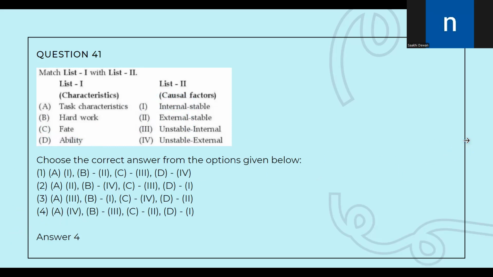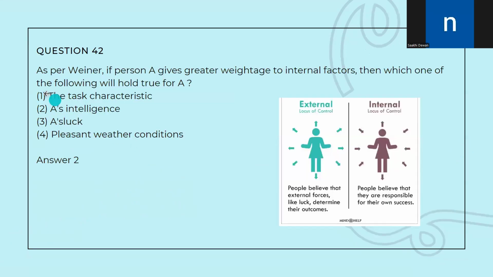With this, let us move on to the next question, question number 42. Question number 42 talks about, as per Weiner, if person A gives greater weightage to internal factors, then which one of the following will hold true for A? The task characteristics, A's intelligence, A's luck, or pleasant weather conditions. So we are seeing A gives weightage to internal factors. Task characteristic is external, luck is also external, and weather conditions are also external. So the only internal factor given to us is A's intelligence. So the correct answer would be option number 2, A's intelligence.